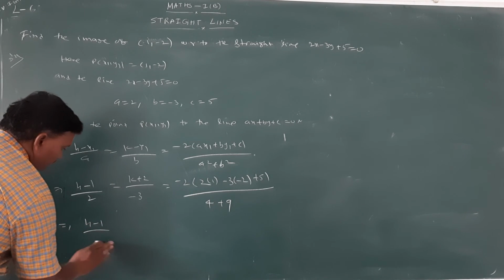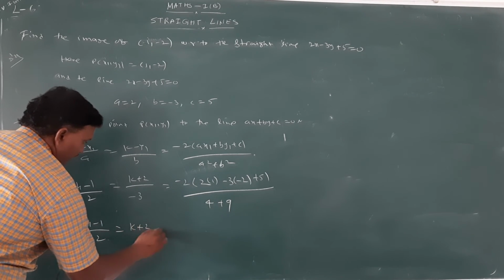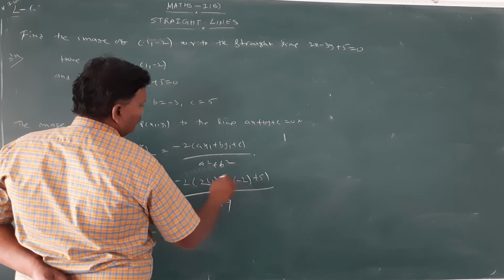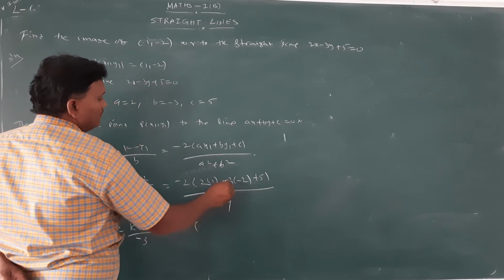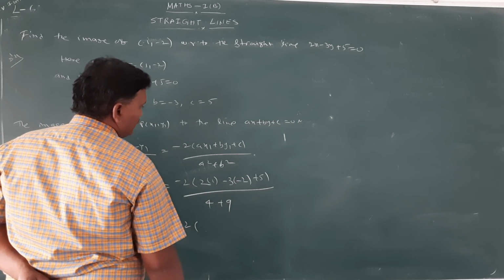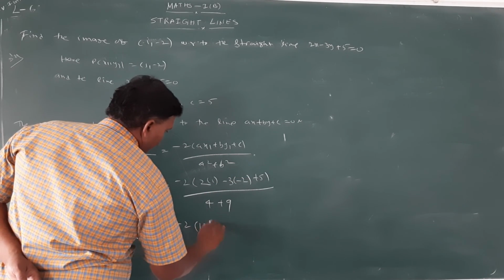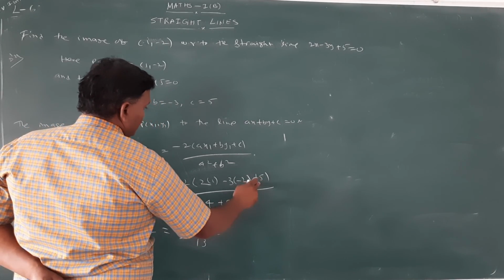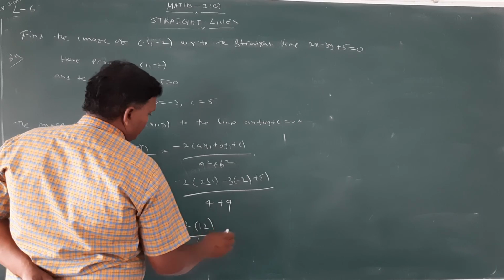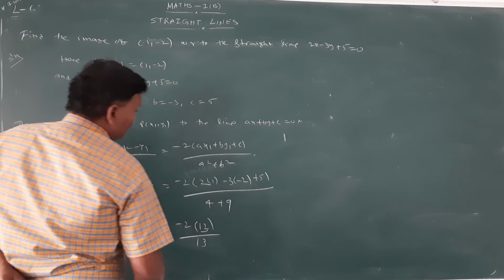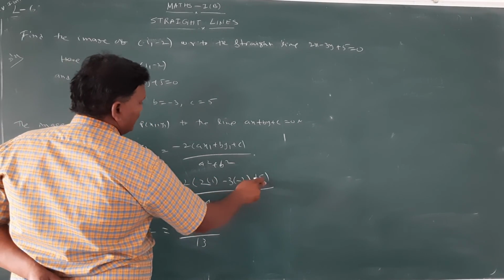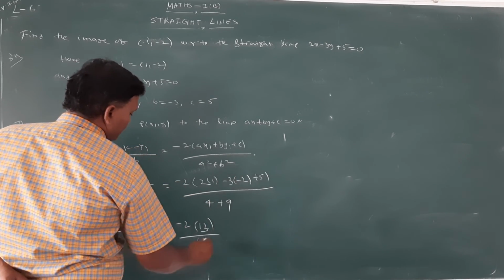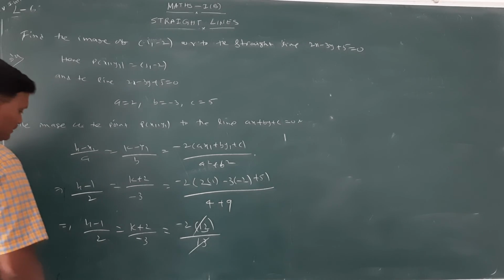(h - 1)/2 = (k + 2)/(-3) = -2(2 + 6 + 5)/13. 2 into 1 is 2, 2 plus 5 is 7. Minus into minus plus, 3 into 2 is 6. 6 plus 7 is 13. 4 plus 9 is 13. 13 and 13 are cancelled.